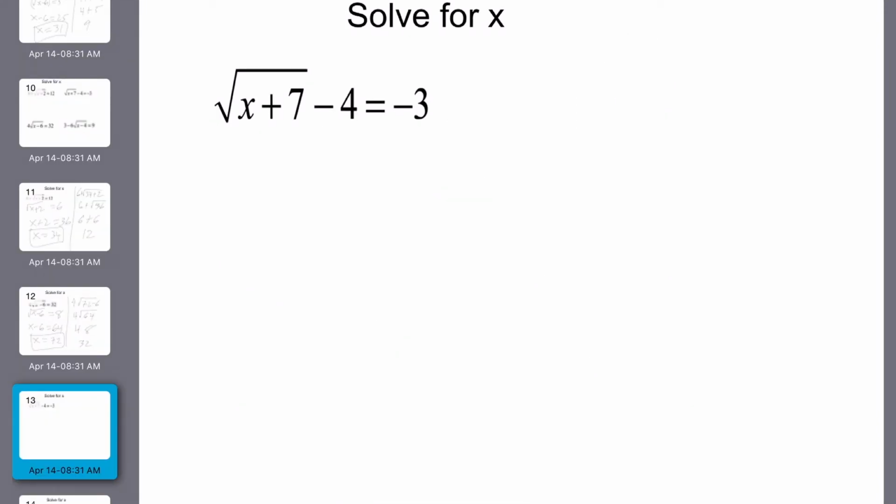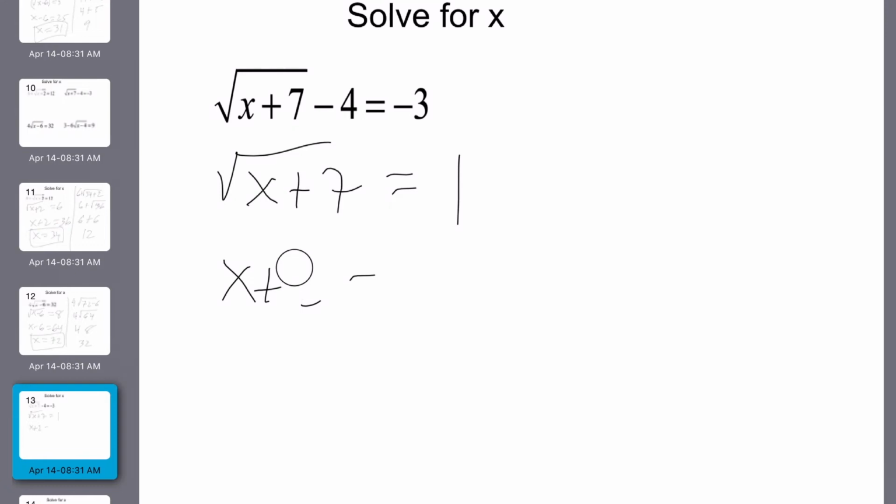Right now you're looking at it and you're like, oh, that has a square root equal to a negative number, but you have to remember you have to wait until you've isolated that radical to make that determination, because when I add the 4 to both sides, I get the square root of x plus 7 equals 1. And now I have a principal square root equaling a positive number, so this can work. So I square both sides, and I get x plus 7 equals 1, and then x equals negative 6.